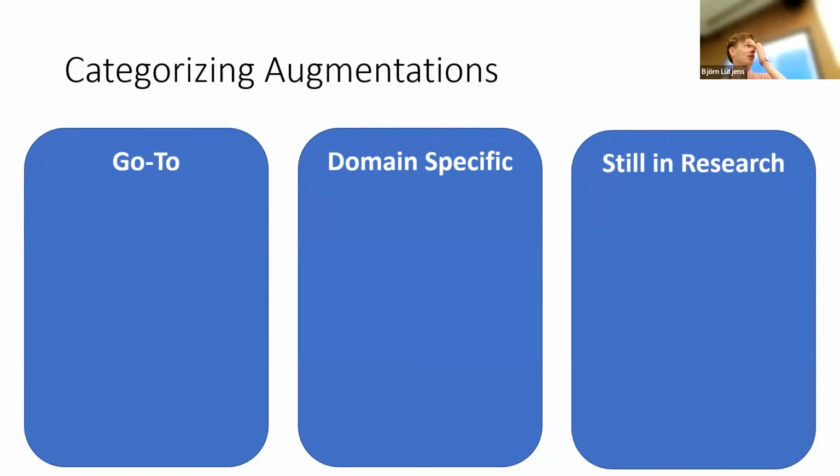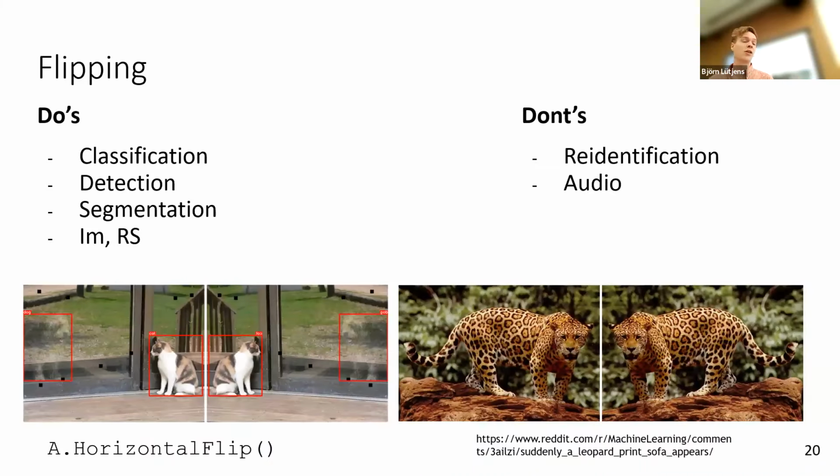Categorizing your augmentations. We will have some go-to augmentations, some very domain-specific augmentations, and some augmentations that are still in research. A go-to augmentation is flipping. You take your image and you randomly flip it with a likelihood of 50% to the left or to the right. Works very well in classification, detection, segmentation, generally images, remote sensing.